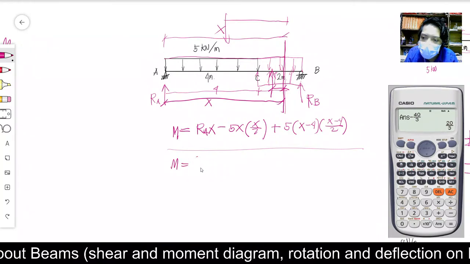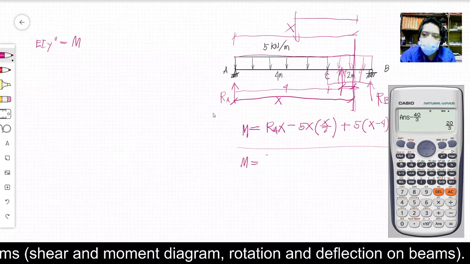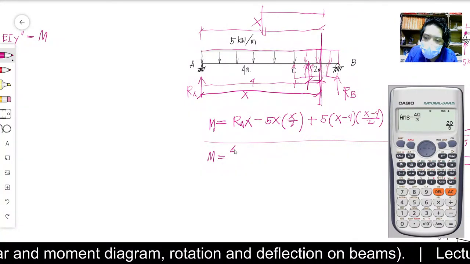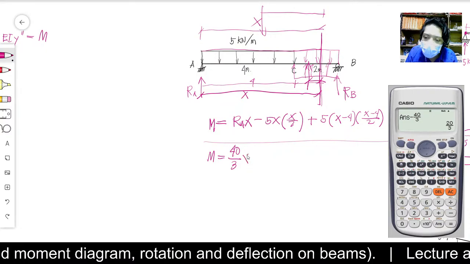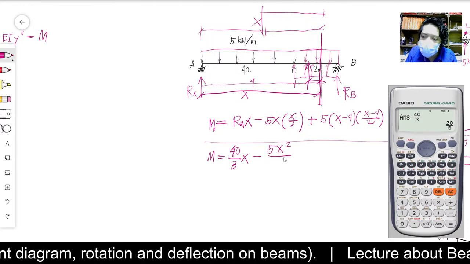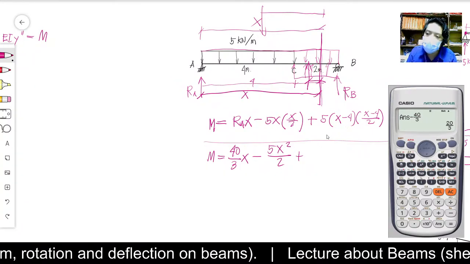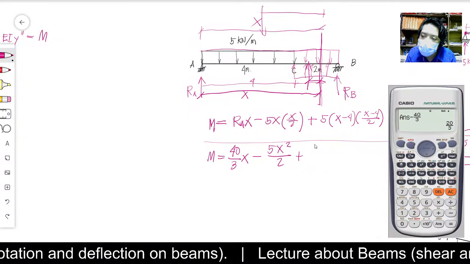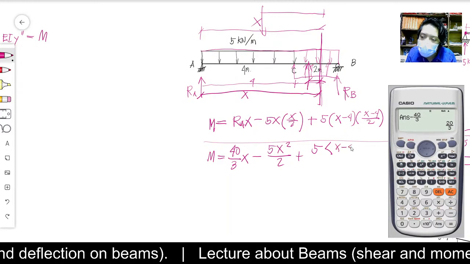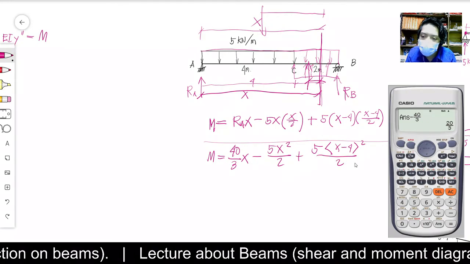What's the value of RA again? Na-delete ko na ang value ng RA. 40 over 3. Right? 40 over 3 x minus 5x squared over 2 plus 5 times the quantity x minus 4 in brackets. Please, ayaw i-evaluate. Ayaw i-multiply 5 times x. So, magiging 5 x minus 4 times x minus 4 is x minus 4 squared. Take note, ayaw i-evaluate, over 2. That's your moment equation.